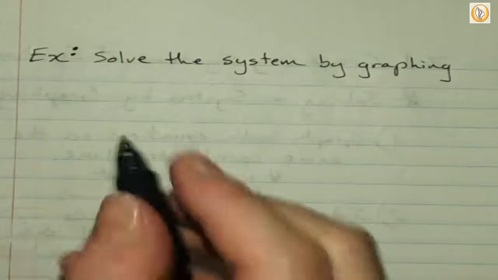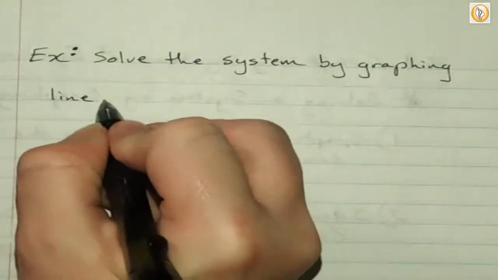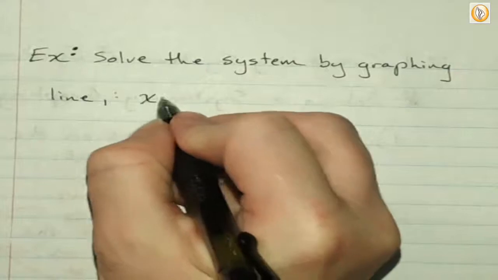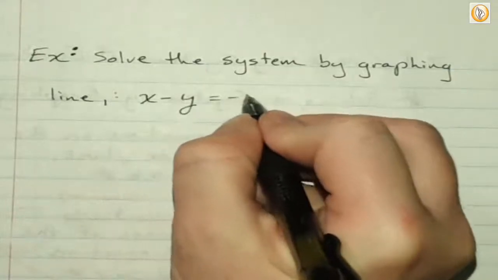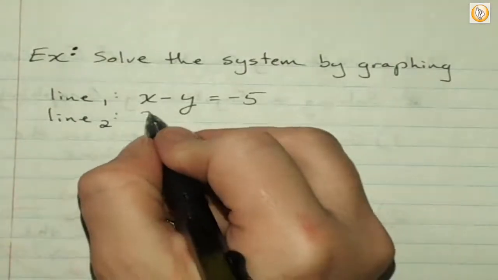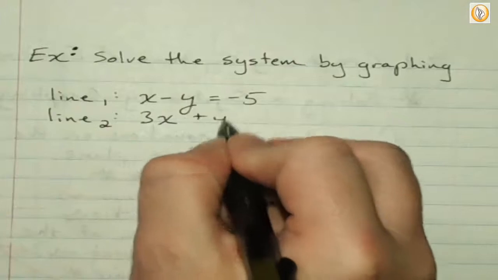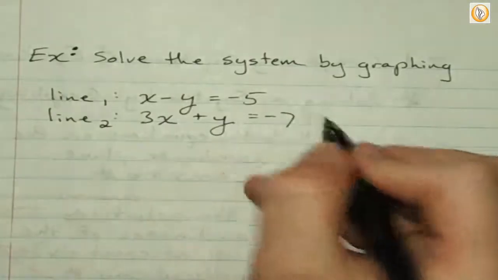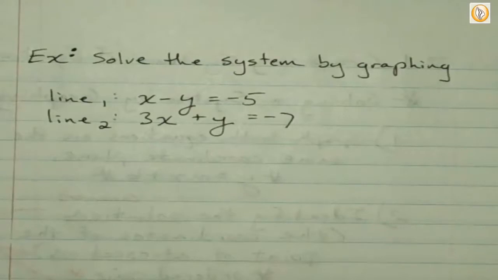Okay, so let's say line 1 is x minus y equals negative 5. And line 2 is 3x plus y equals negative 7. So there's our two lines, or our two equations. Line 1, that's that equation. Line 2, there's that equation.